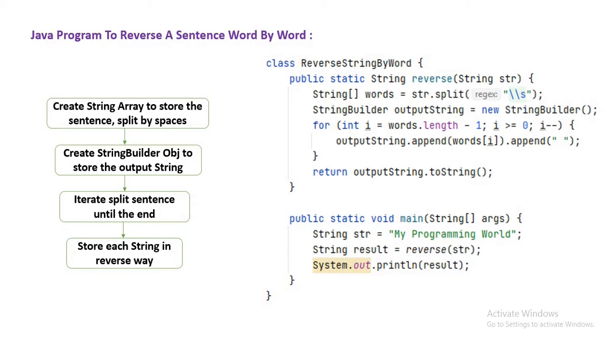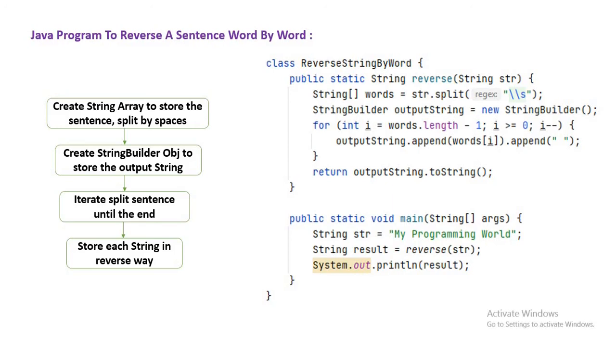Here I have one class called ReverseStringByWord, and in the main method I have one string that I'm passing to the reverse method. Whatever string I pass to the reverse method, I need to reverse it word by word. So first I need to split it by spaces. For that we need to pass a regular expression to match the spaces, so we pass two slashes and s. So it splits the words by spaces. We store the result in a string array called words, and later we create one StringBuilder object.